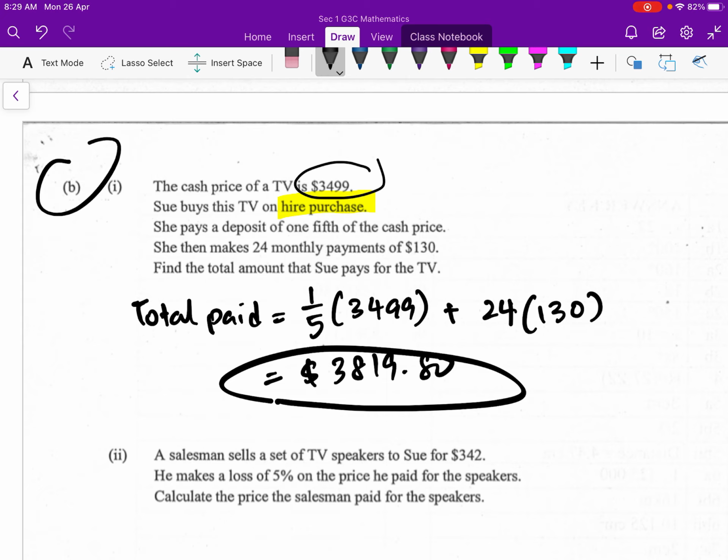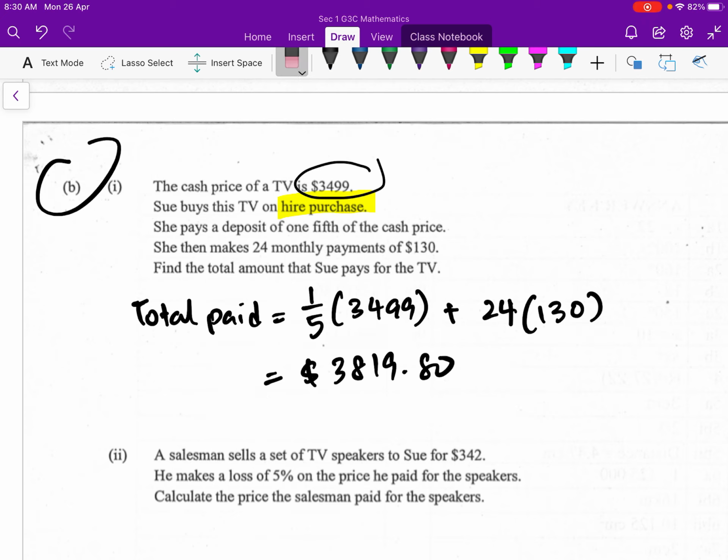So the answer, 3819.80 minus 3499. So the interest, the trade-off for just paying 1/5 of the price and walking away with it, cost her extra $320.80 over 24 months.